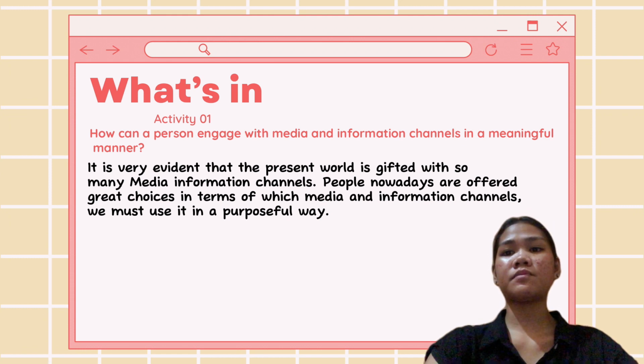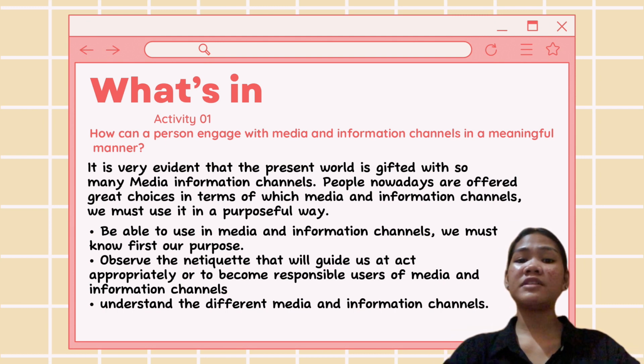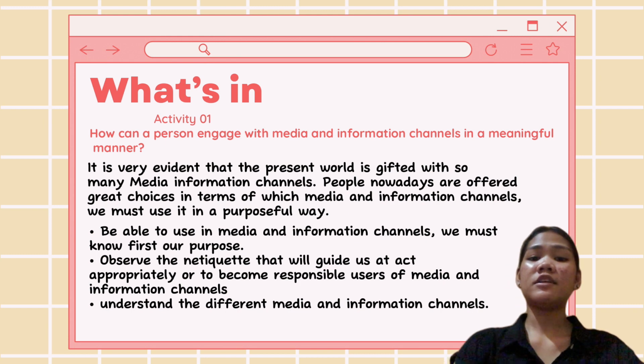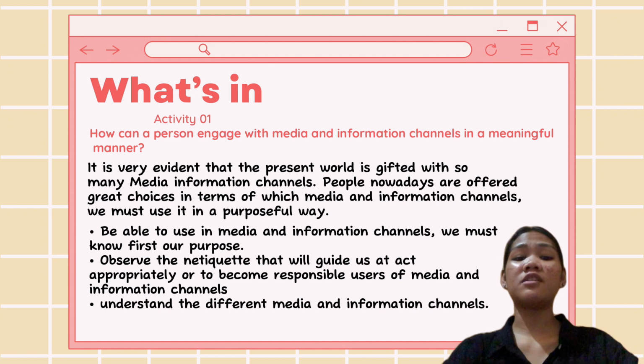First, in order for us to be able to use media and information channels, we must know first our purpose. By knowing our purpose, we are able to direct ourselves to the right media and information channel and use it in a purposeful manner. Second, observe the netiquette. The netiquette will guide us to act appropriately or to become responsible users of media and information channels. Responsible use of media and information channels is always purposeful. Lastly, understand the different media and information channels. If we are familiar with the different media and information channels, we can surely use them in a purposeful manner.